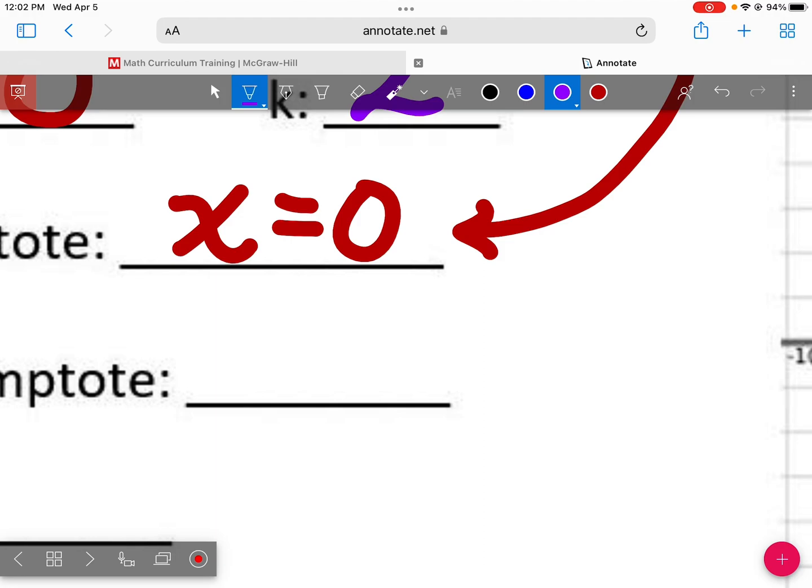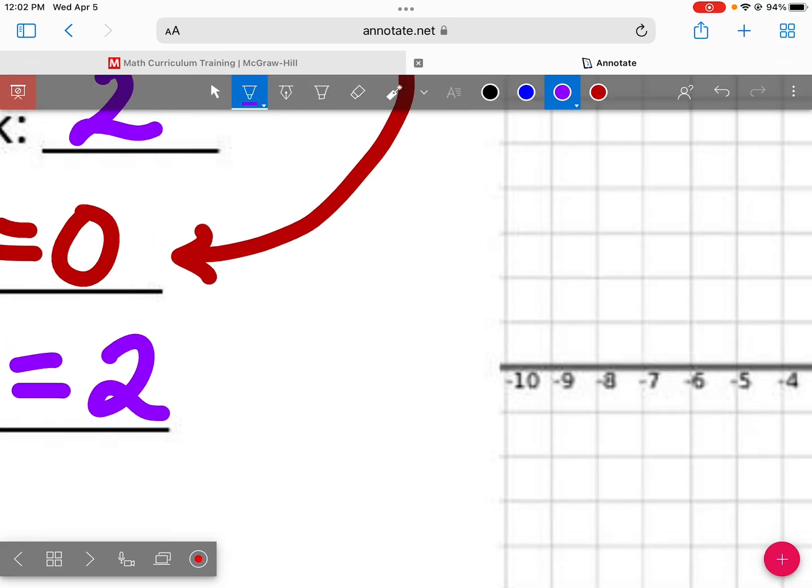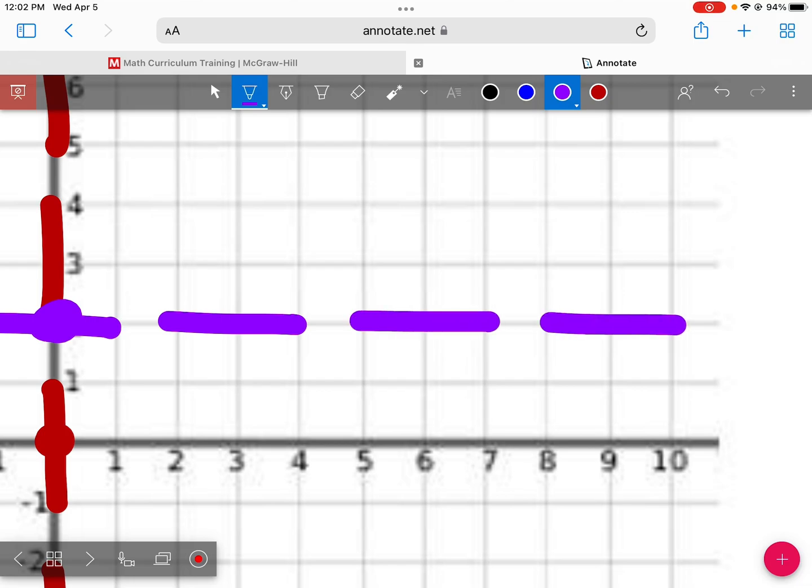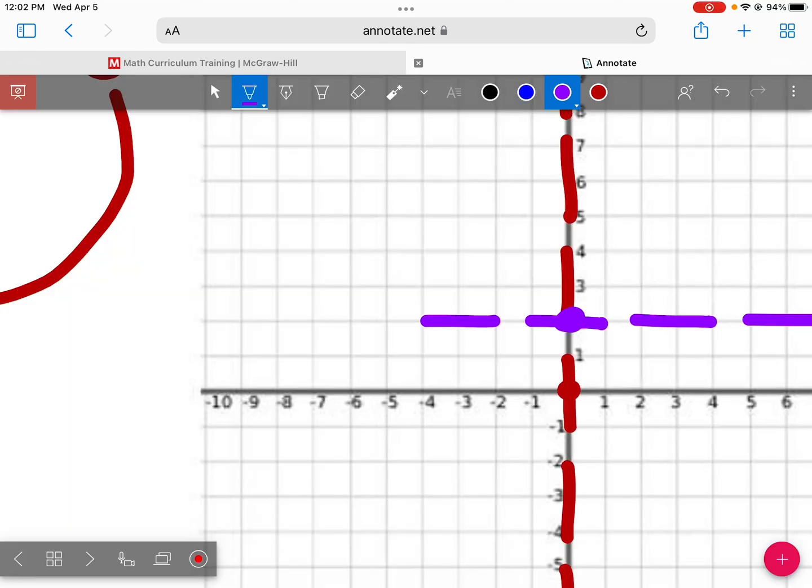What is our horizontal asymptote? Not just 2. Y equals 2. You go to the y-axis, you find 2. You go back and forth, left and right, through that point.